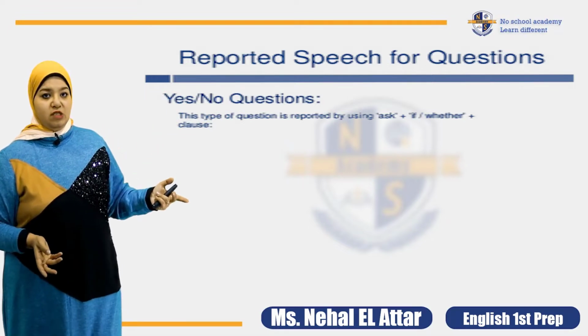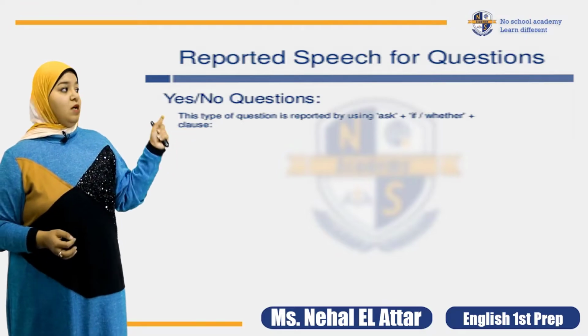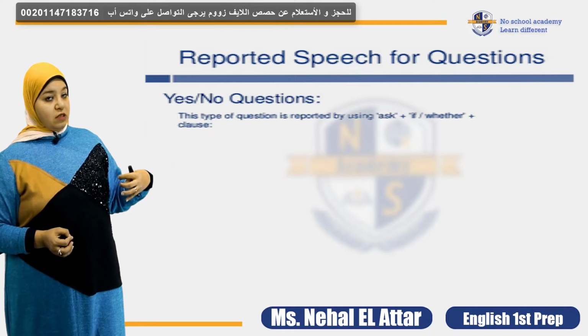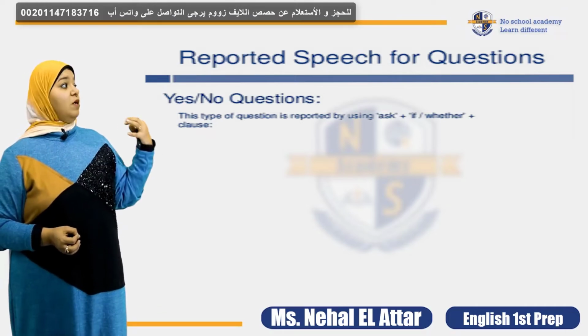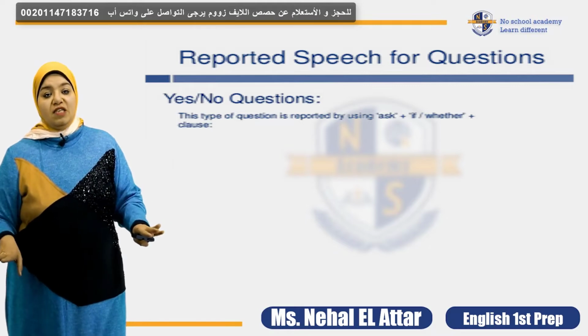So how can we do this? For example, you have here one example to make it clear. You omit the helping verb and put if or whether instead of it, with the changes as they are.